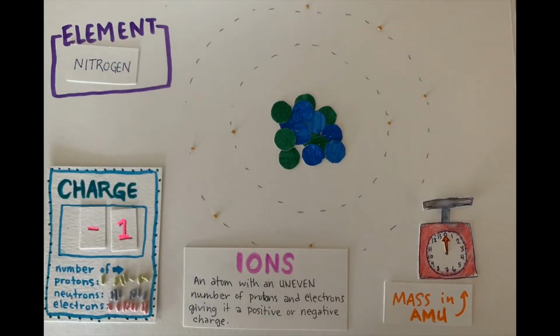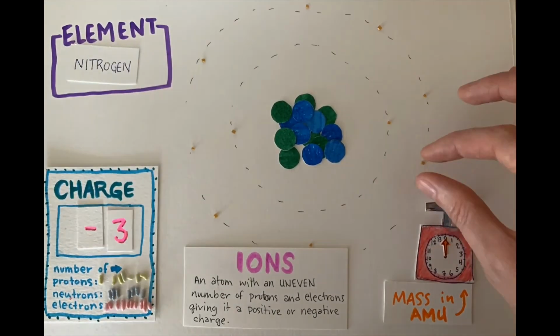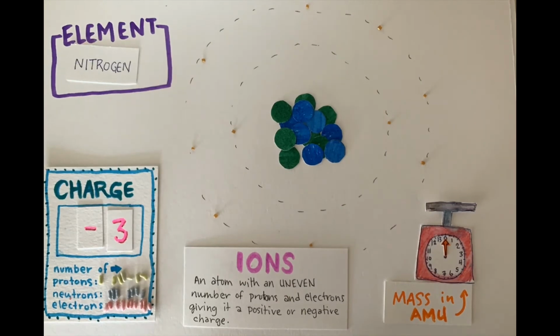Nitrogen is cool because it can actually hold up to 3 extra electrons. So we see what we have when we add each of those electrons to this now ion of nitrogen. We have a total charge of -3. So that means that it has 3 extra electrons. It has 3 more electrons than it does protons.